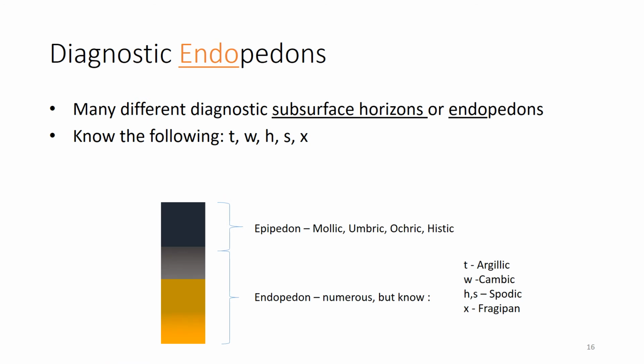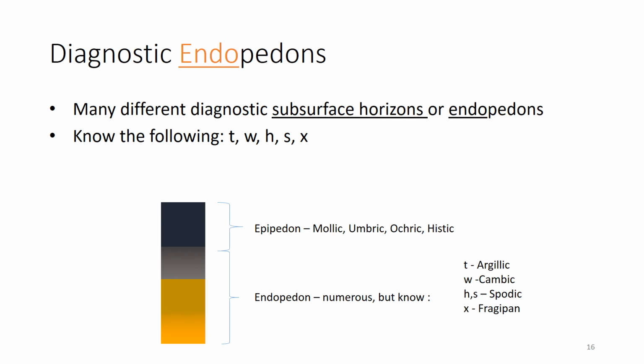When we talk about diagnostic endopedons, we have many different diagnostic subsurface horizons, or endopedons. Remember that we have to know T equals argillic, W equals cambic, H and S both refer to spodic properties, and X refers to fragic properties. So in the epipedon at the surface, we could have mollic, umbric, ochric, or histic. But in the endopedons, the subsurface, we could have horizons with these subsurface diagnostic criteria, and that gives us a clue into what kind of endopedon it has.